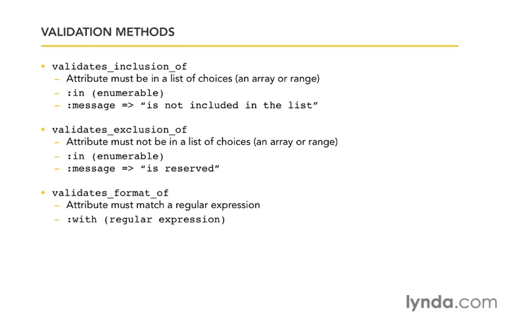We can take a look at the value of an attribute and validate its format. We can do that using a regular expression. So validates format of an attribute with, and then you pass in the regular expression. So for example, if you need a value to be in the format of 3 letters followed by 3 numbers followed by 3 more letters, well, you could write a regular expression that would make sure that it was in that format. And if not, it would fail the validation with the message, this attribute is invalid.